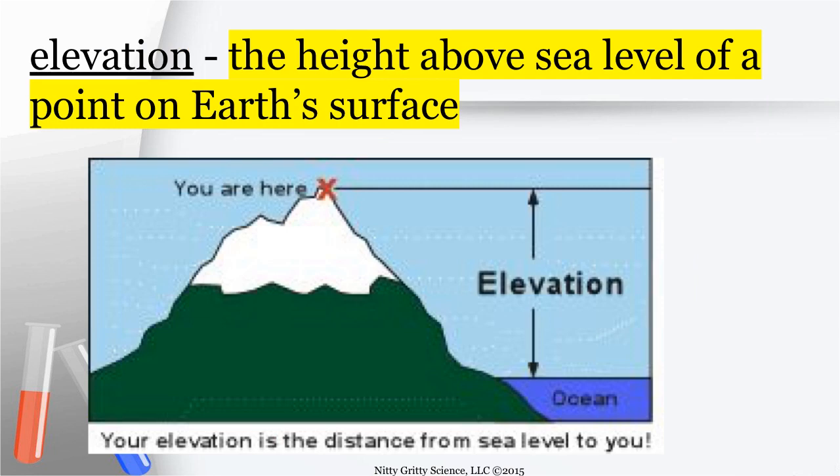So one really cool thing about a topographic map is that those little squiggly brown lines on the map show us something called elevation. Elevation is the height above sea level of a particular point on the surface of the Earth. So if we have the ocean here, the top of the ocean would be sea level. So here where the ocean and the ground meet, that would be considered sea level. And then the elevation is how high above sea level you are.